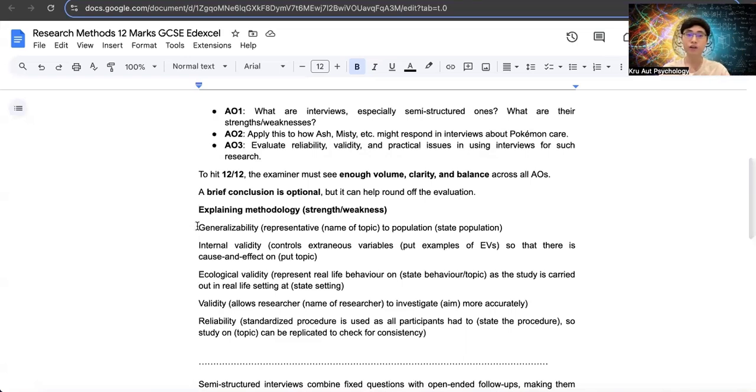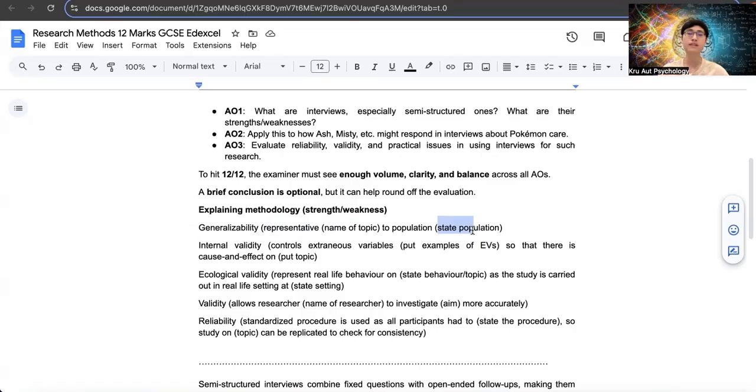So starting with G, my first one, generalizability: every time we want to write about this methodology, we need to explain whether it's a strength or a weakness. If it's a strength, then we need to talk about the population and state the specific topic as well. So if something's generalizable, then that particular topic, state the topic, be specific in your answer, can represent the population. You need to state what population it is. Is it students? Is it brain damage patients, patients with visual agnosia or something?